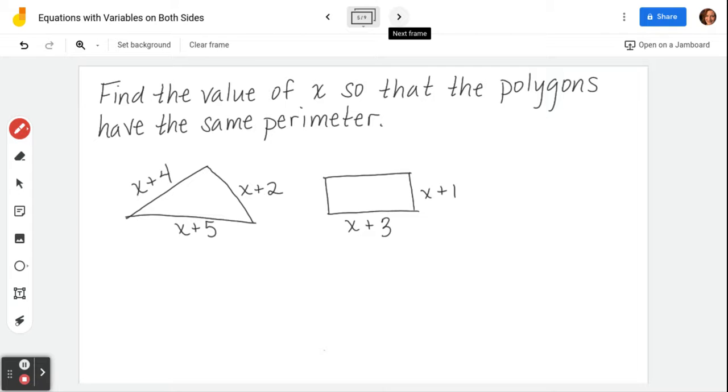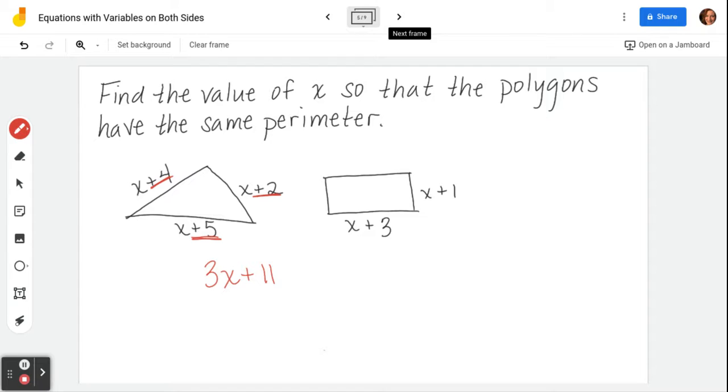So let's look at our triangle. If I add all those up, let's do the x's first. X, x, x, that's 3x. Now let's look at our constants. Plus 4, plus 5, plus 2, that's a plus 11. So the perimeter of the triangle I can represent by 3x plus 11.